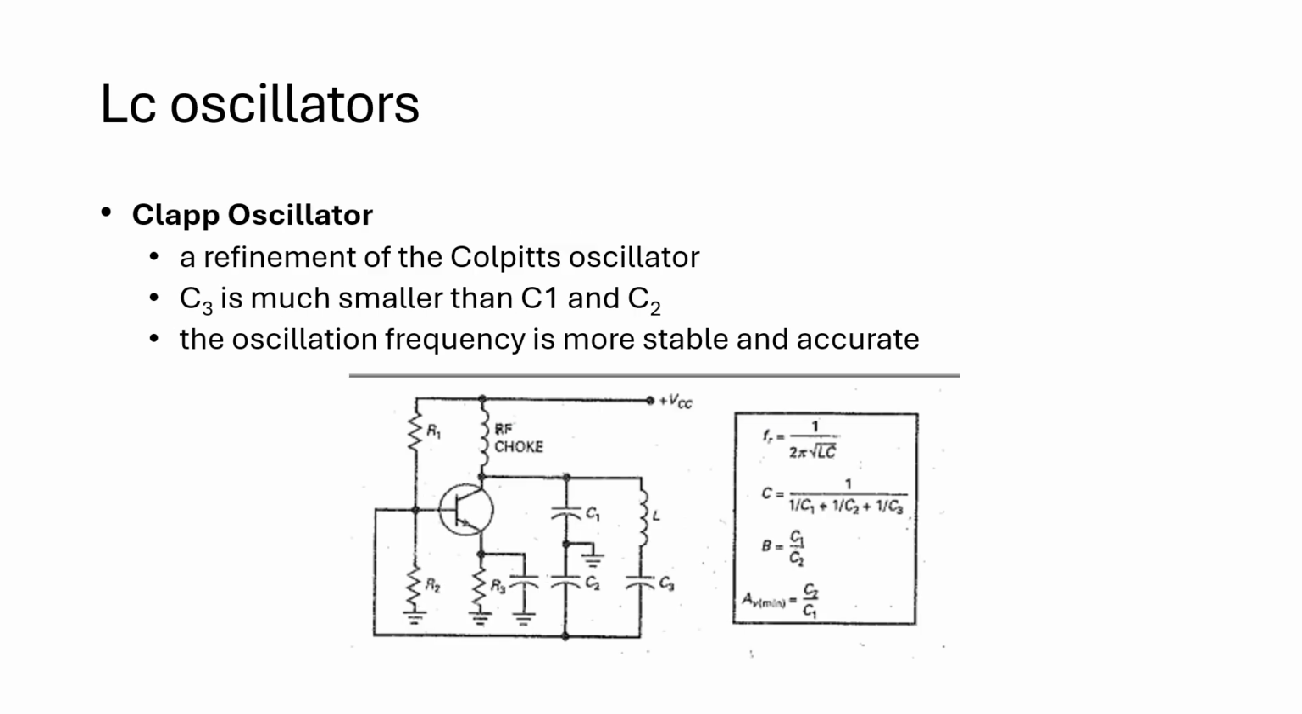The Clapp oscillator is a refinement of the Colpitts oscillator. This is our Colpitts oscillator. The Clapp oscillator has an additional capacitor, C3. So we just get the combination: 1 over 1 over C1 plus 1 over C2 plus 1 over C3, to be substituted for our value of C here. And of course, this is your value for L. So that is your Clapp oscillator. The three most used LC oscillators are the Colpitts, the Hartley, and the Clapp oscillator.